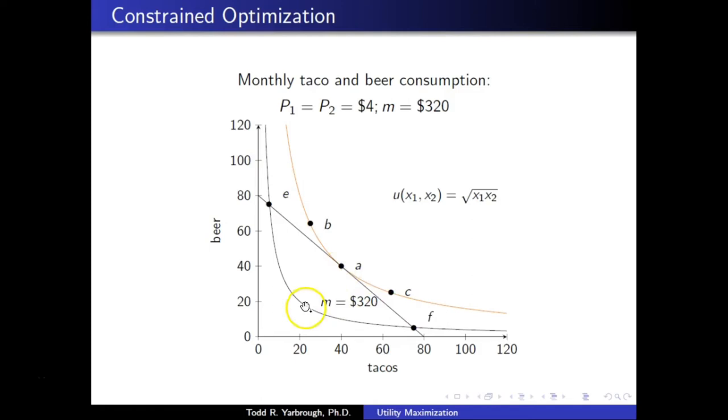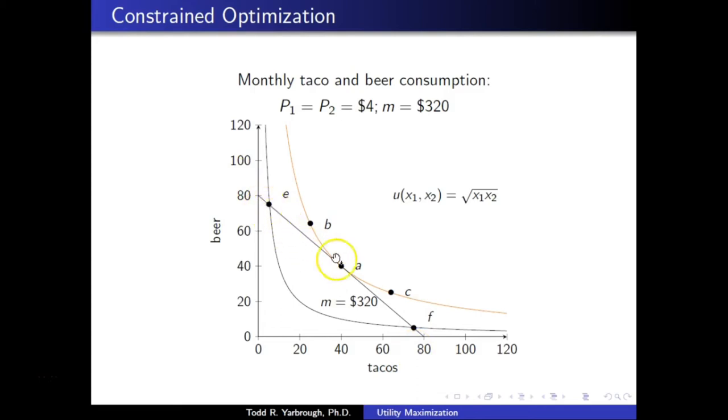Anyway, if we look at this, we just plot a budget constraint. Here we can see our budget constraint is $320 when the price of the two goods is both four. We construct budget constraints by asking, what's the maximum amount of the product I can consume if I spend all the money on that particular good? That would be 80 units of beer and 80 units of tacos, since they're the same price.